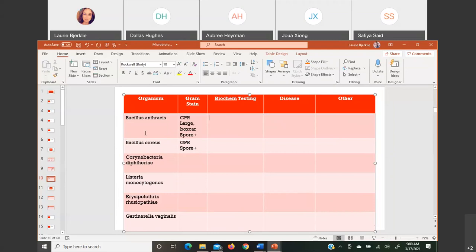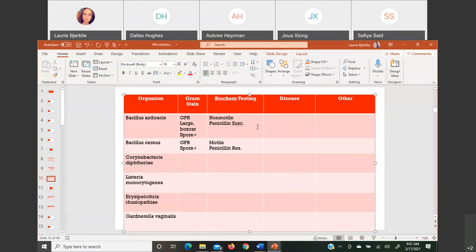For separating between them, one thing is motility. Bacillus anthracis has what motility reaction? Is it motile or non-motile? Yes. It is non-motile, whereas Bacillus cereus is motile. So that will help separate. I know some mentioned penicillin. So if you threw on a penicillin disc to look for susceptibility or resistance, Bacillus anthracis is what penicillin reaction? Yep, it's definitely penicillin susceptible, whereas Bacillus cereus is penicillin resistant.